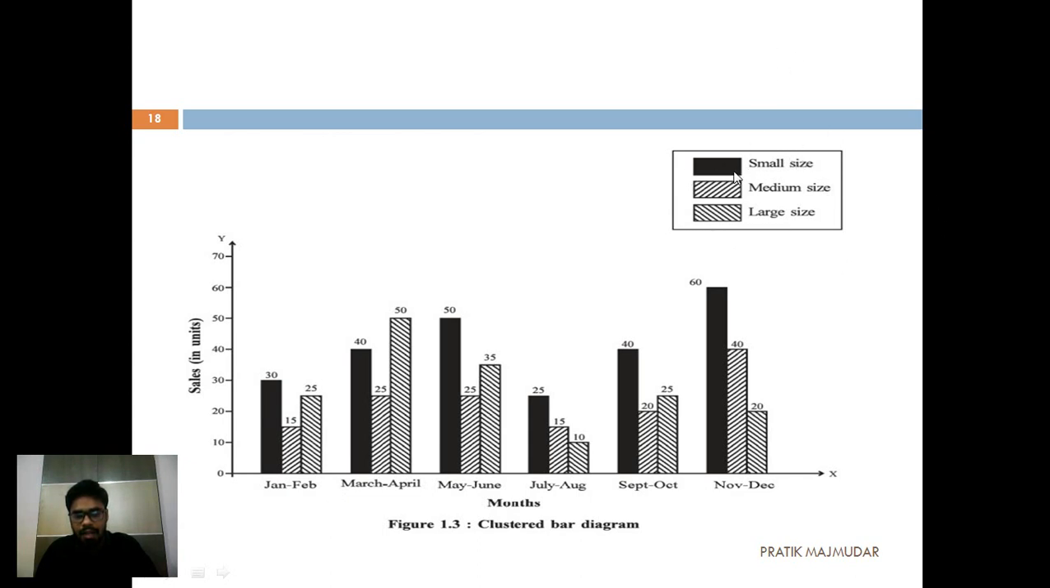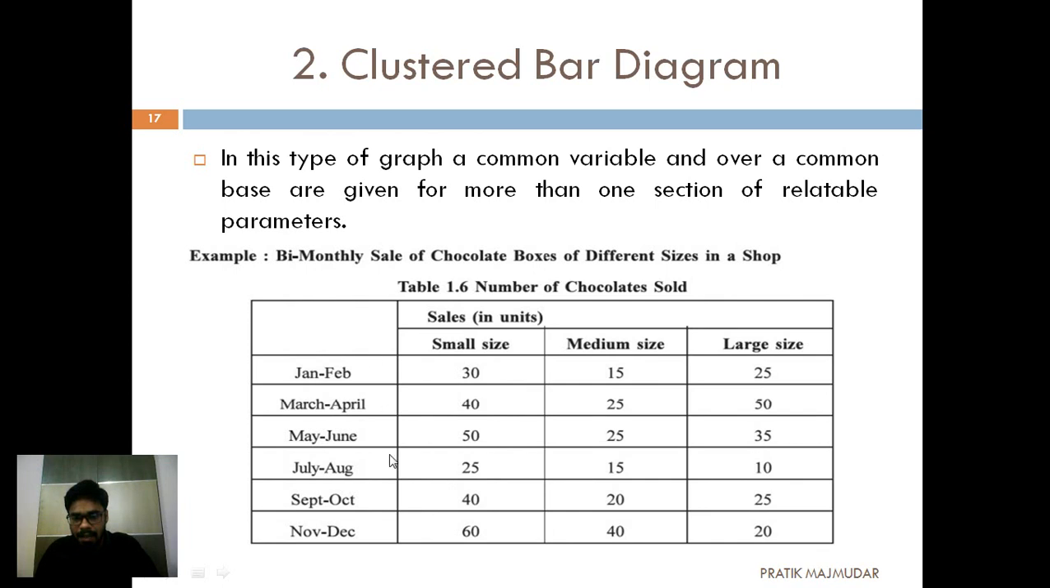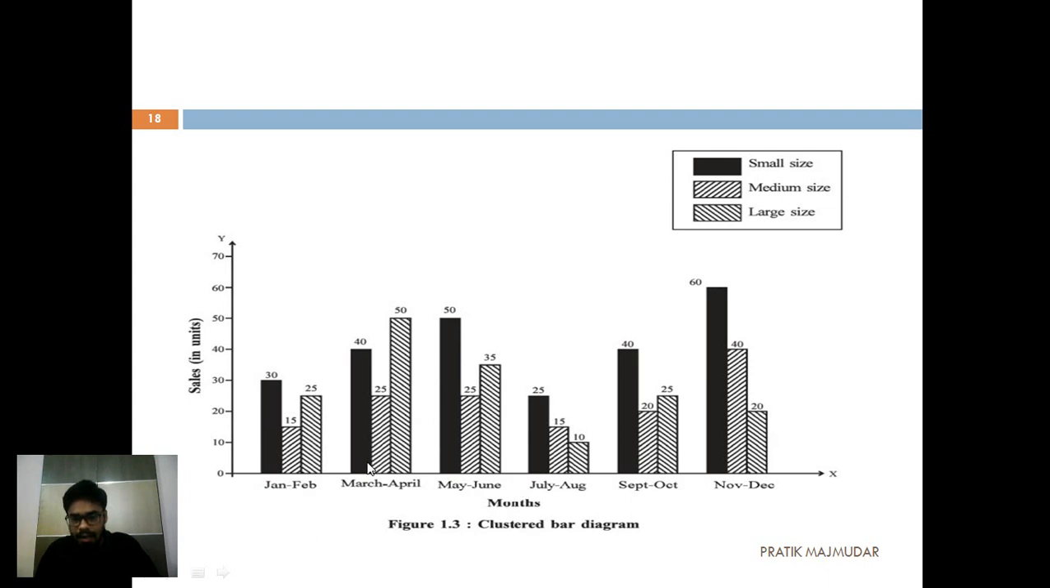We have to show different colors when we put all three together. Then as per the diagram we have to show. Let's take an example from this one, March and April. The small size is 40, medium size is 25 and large size is 50. Here, March month, small size, that is 40, so we make a note here, 40. Then medium size, that is 25, and large size, that is 50, so we show it as 50.